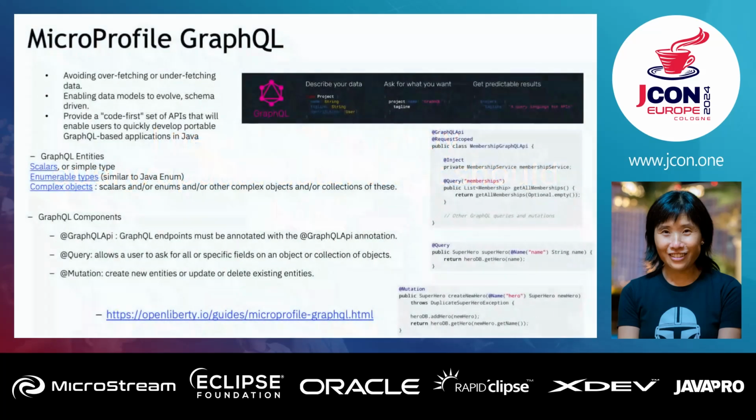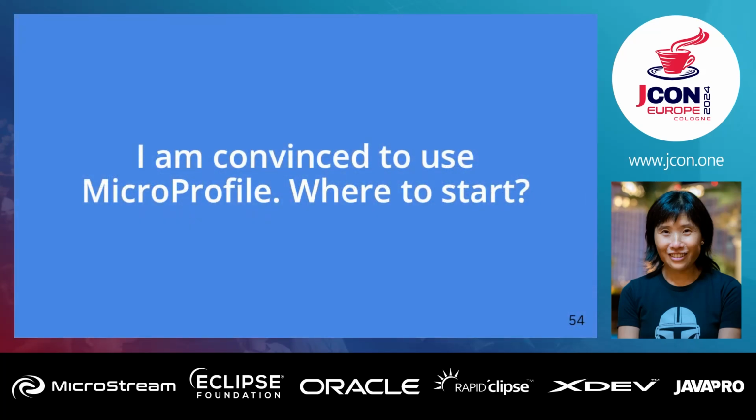The next thing is about GraphQL. Who knows GraphQL? Okay, quite a lot. So MicroProfile GraphQL basically adopts GraphQL and introduces the GraphQL API, and if you query, there is an annotation for query and mutation. GraphQL is used to overcome the over-fetching and under-fetching issues that REST introduced. So that's GraphQL. I think I have a few more minutes.